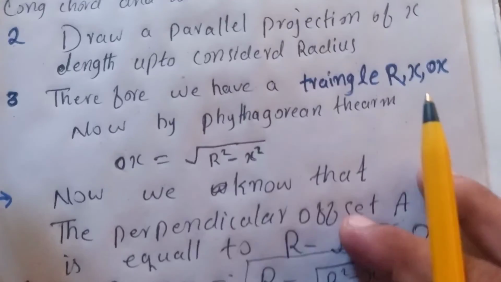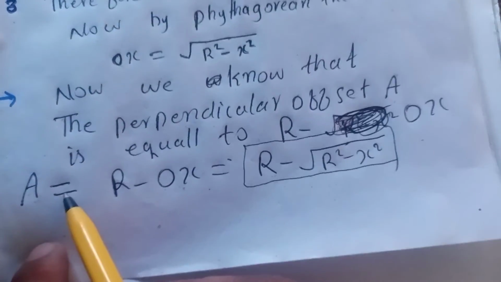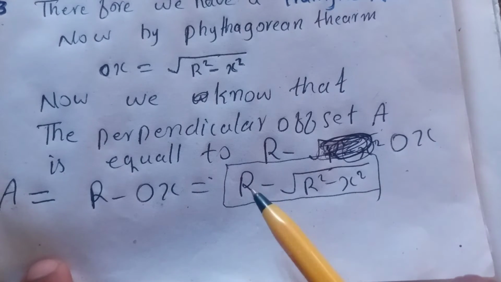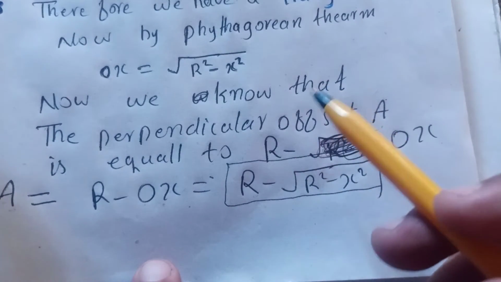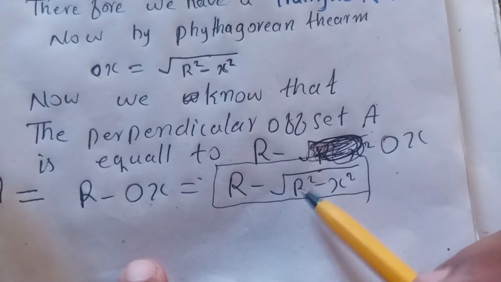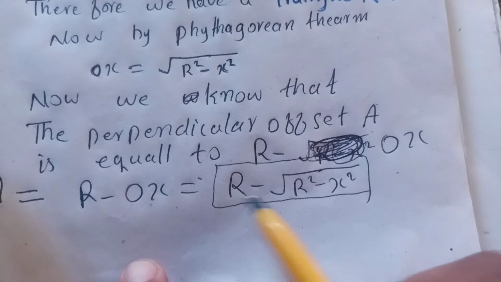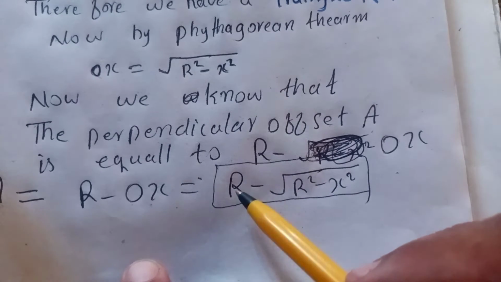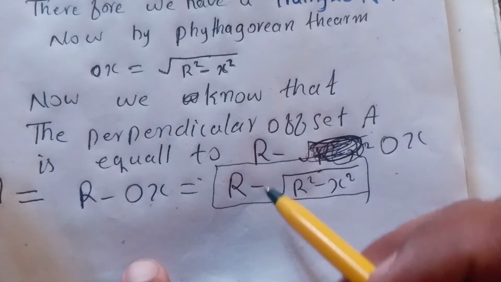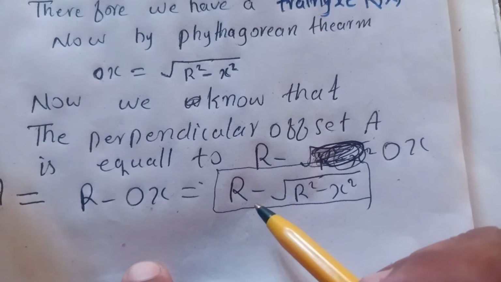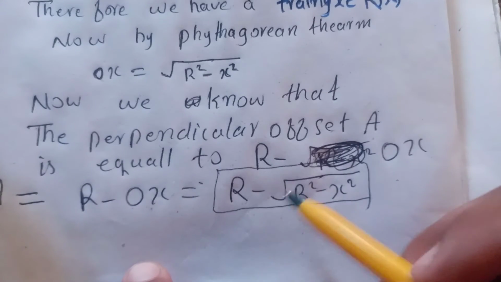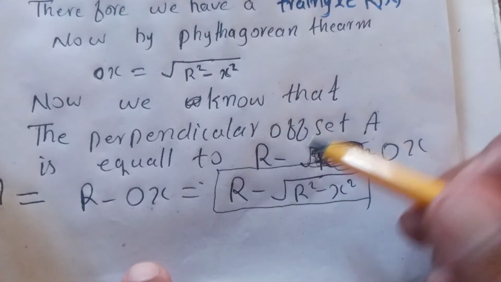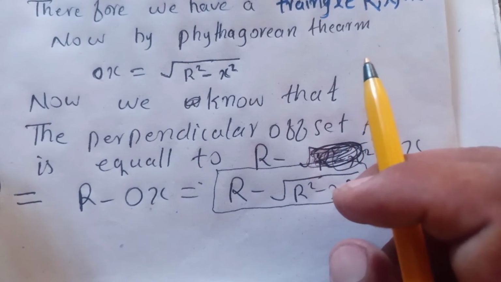So you can see here that offset A is equal to r minus Ox, which is equal to r, the exact radius of the curve, minus Ox, which is equal to under root r square minus x square. This distance we get by the Pythagorean theorem, and this is the previous radius of the curve. I hope that you will clear your concept, and you know about the proof of this formula, that how we can get this formula from this trigonometry. I hope that you will clear your concept.